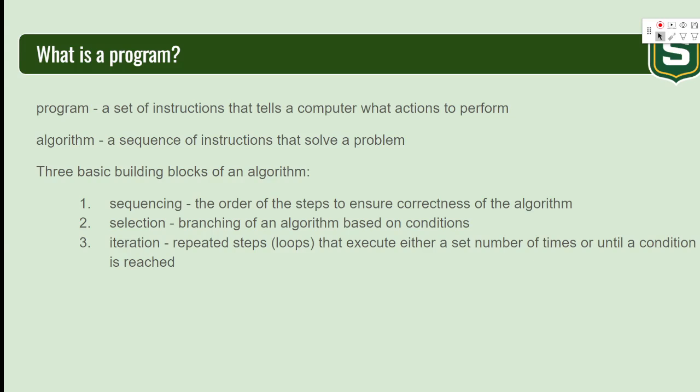And then iteration, we're going to use loops. Iteration are repeated steps that execute until a condition is met. So for instance, rolling a die, okay, you can either say, I'm going to keep rolling this die until I get a 5. Or you could say, I'm going to roll this die 10 times and count the number of times I get a 5. Those would be examples of iteration.